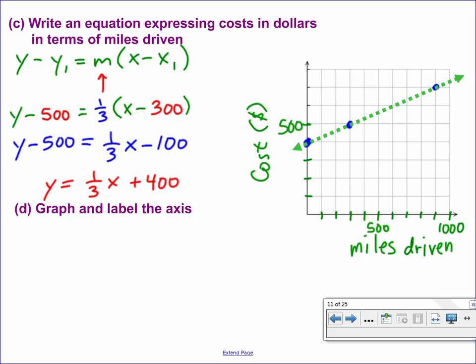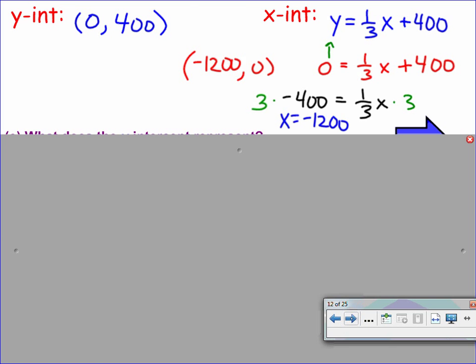That is, when no miles are driven, it still costs me $400 a month to own that car, right? That actually makes sense in the real-world situation, too, because you've got those costs like car payments, insurance, your regular registration, stuff like that, that you have to pay whether you drive your car or not. So when 0 miles are driven, there's still a cost. That'll be part of our interpretation.